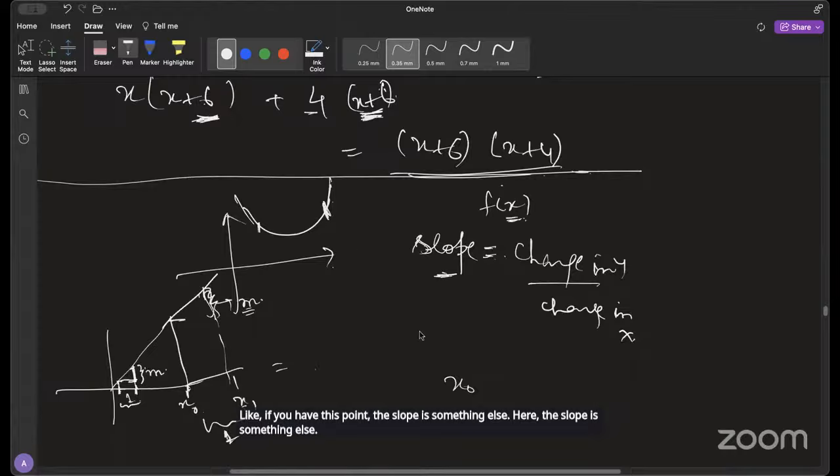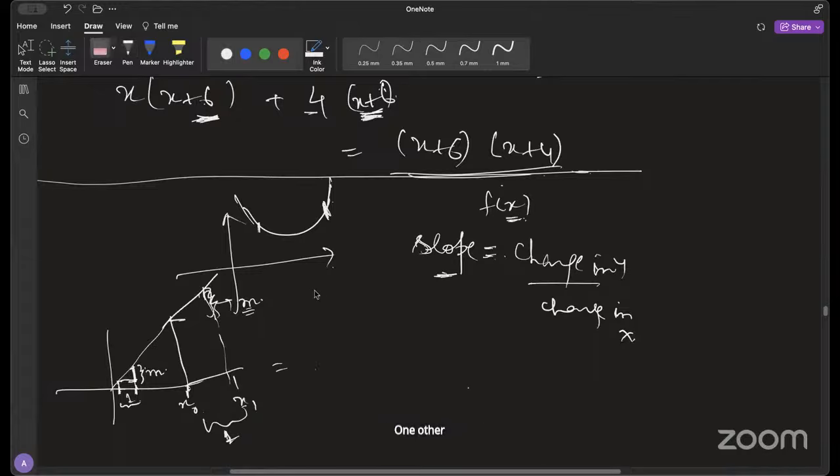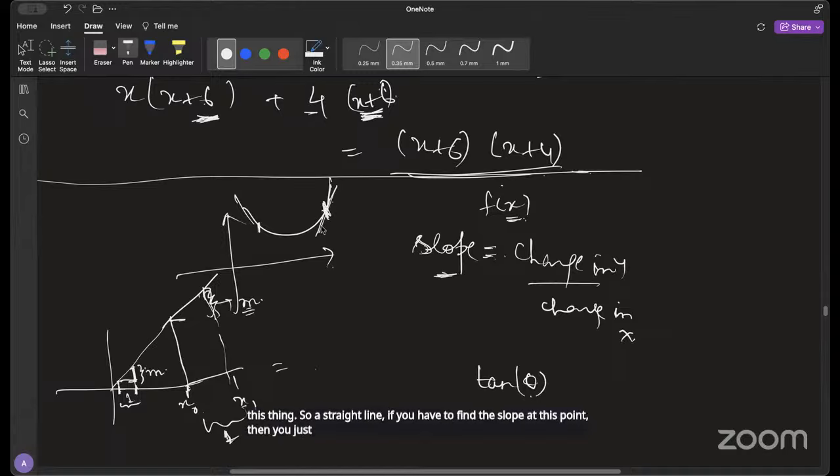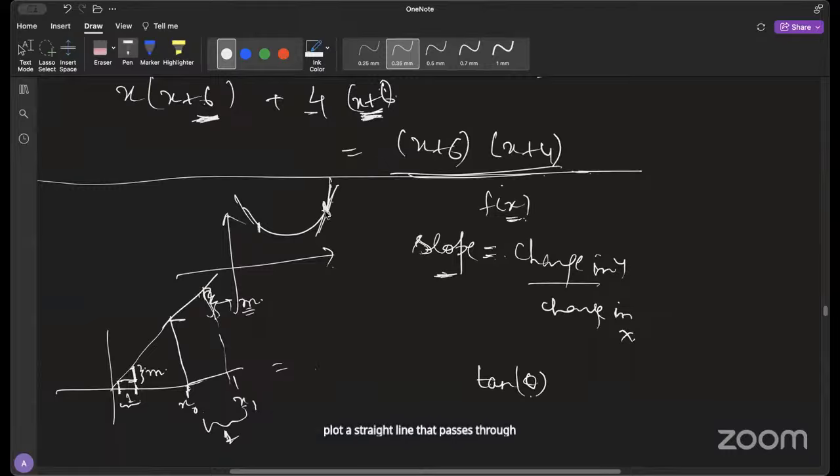So here, one other way to define it is tan of theta that a straight line makes when it passes through this point. If you have to find the slope at this point, then you just plot a straight line that passes through this point and touches this curve at exactly this point. And then you find the angle here, theta, and take the tan of it. That's your slope.